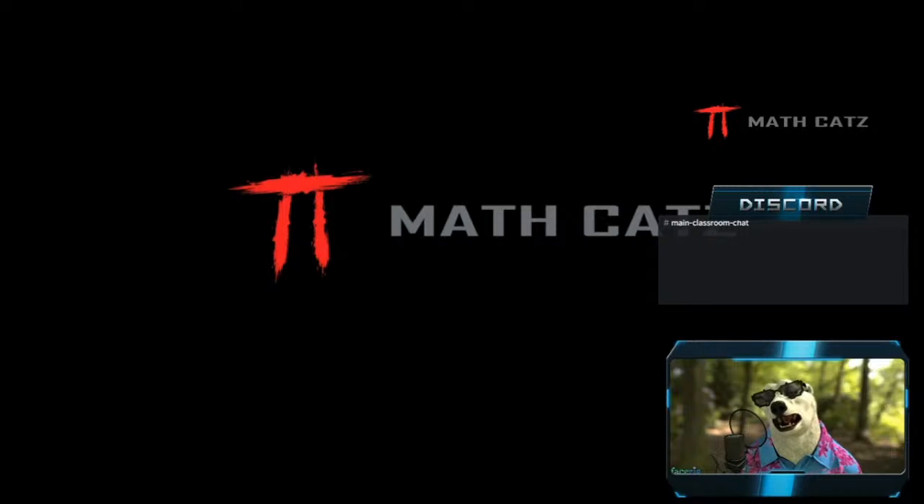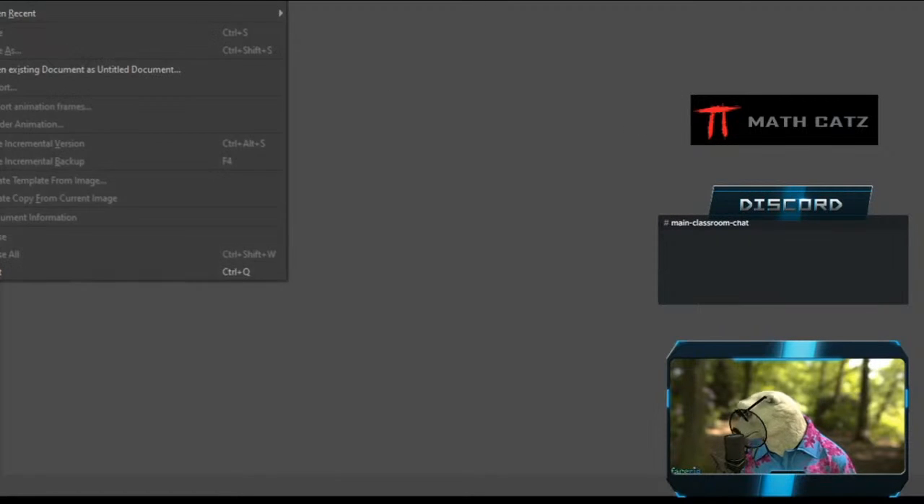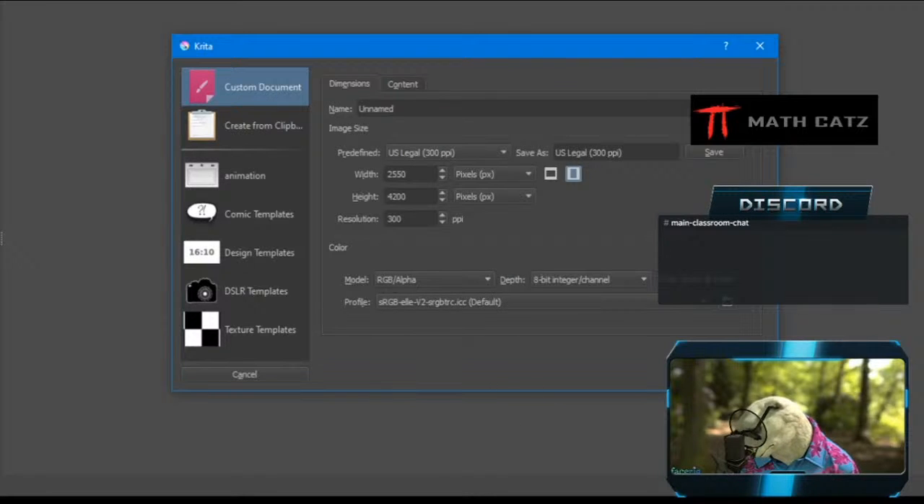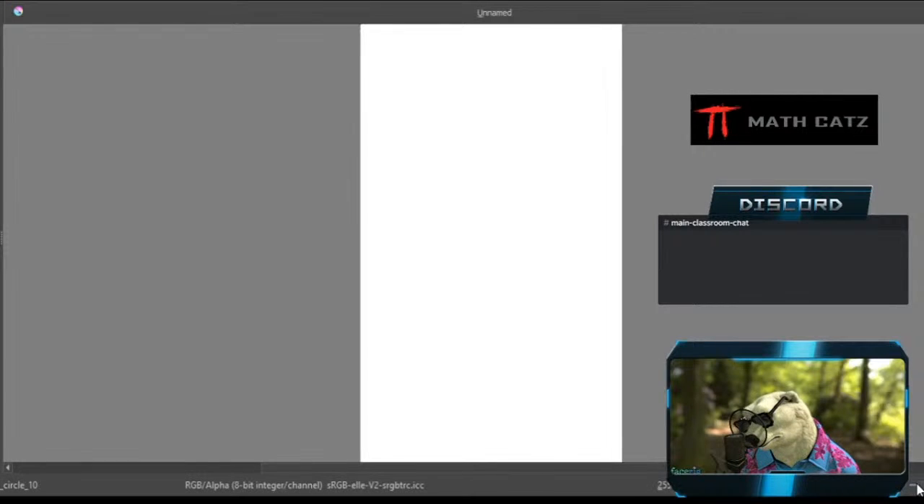So slow. It's loading. I can see it loading. Oh, there we go. Wow, it's really slow.